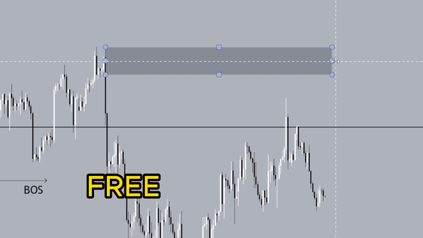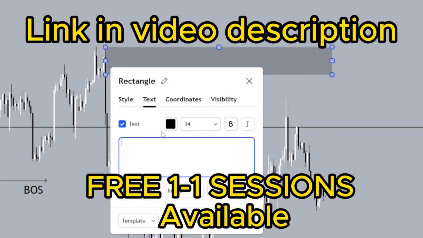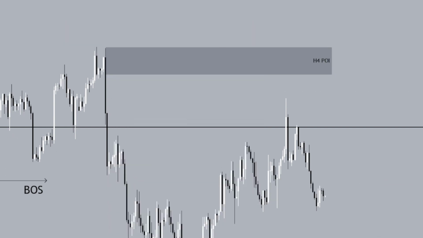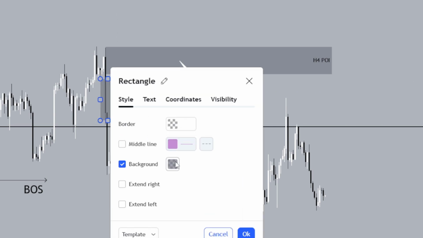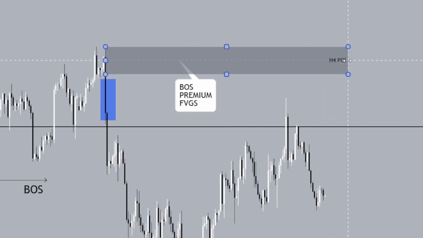What makes this a valid POI is that it follows 3 of the basic price action rules. It's a 4-hour POI, and we see price breaking structure to the downside, we see price in a premium, and we see price has left a fair value gap just over here. This fair value gap is pretty obvious to see, and with these 3 things, this POI now becomes a target.